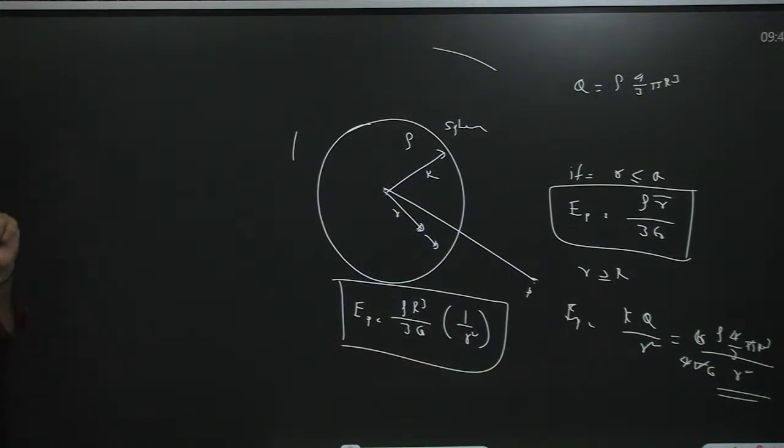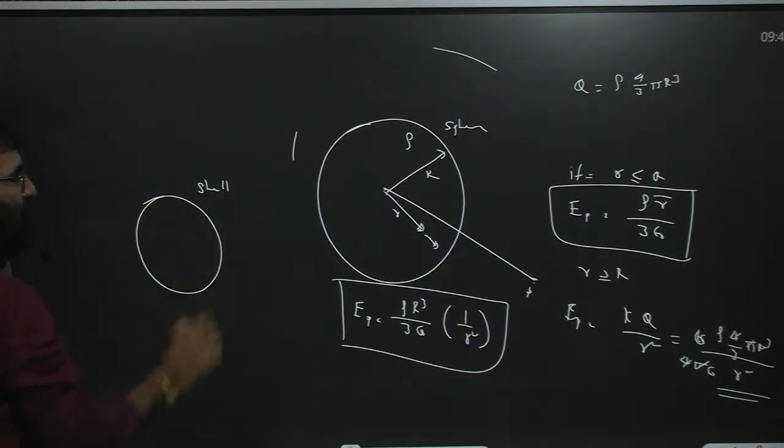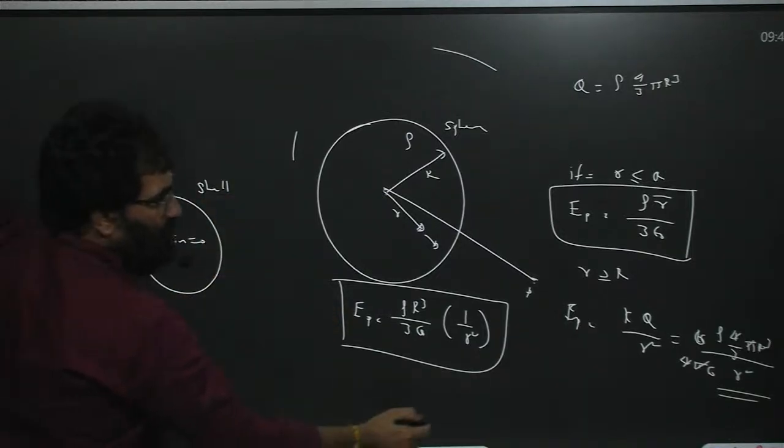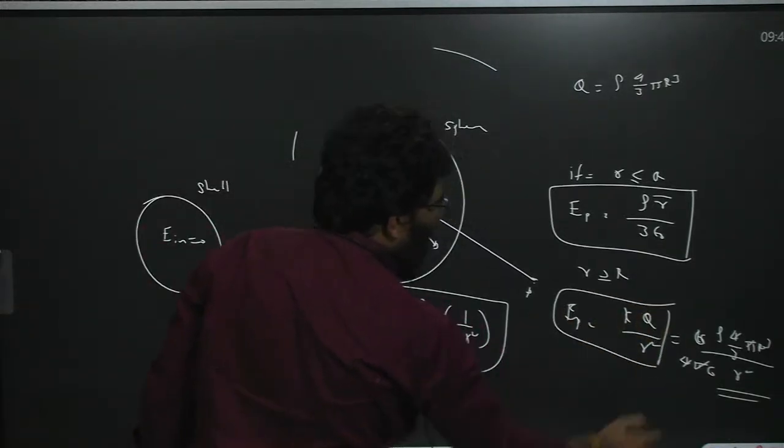Now coming to potential. When you take a shell, there is no charge inside, only on the shell. Due to the shell, how do we calculate the field? For a shell, the field inside is always 0. The field outside follows kq by r square only.